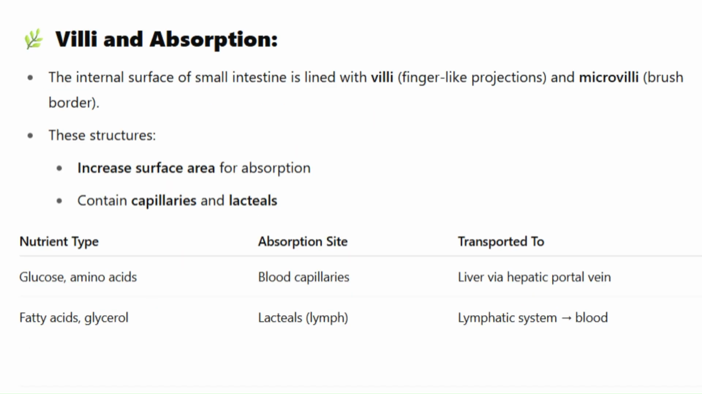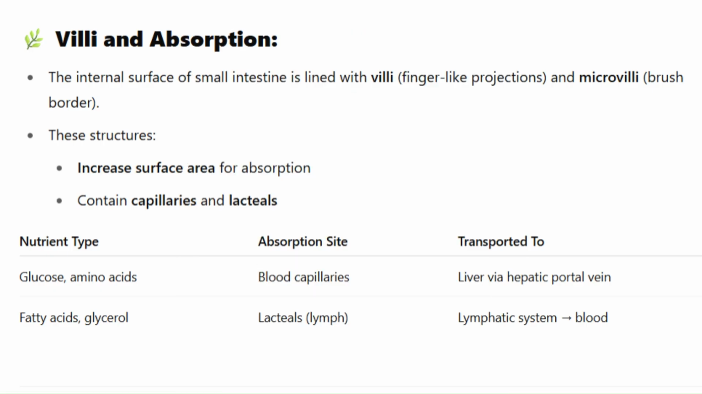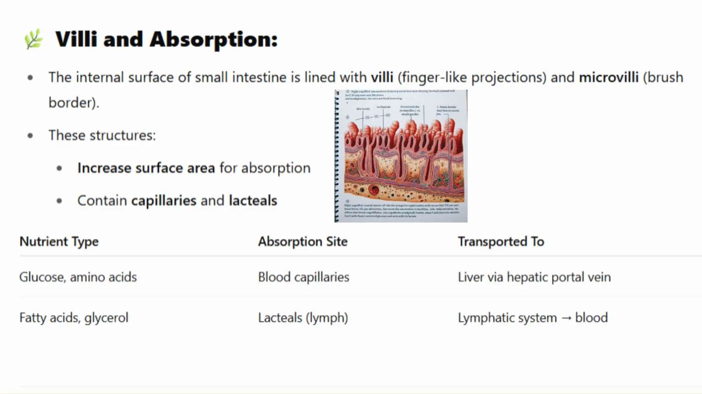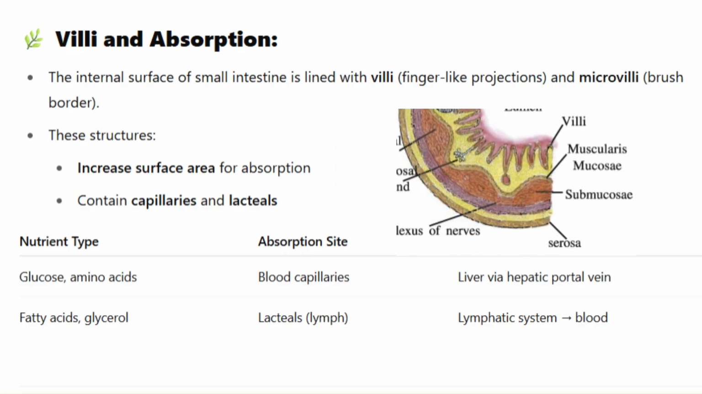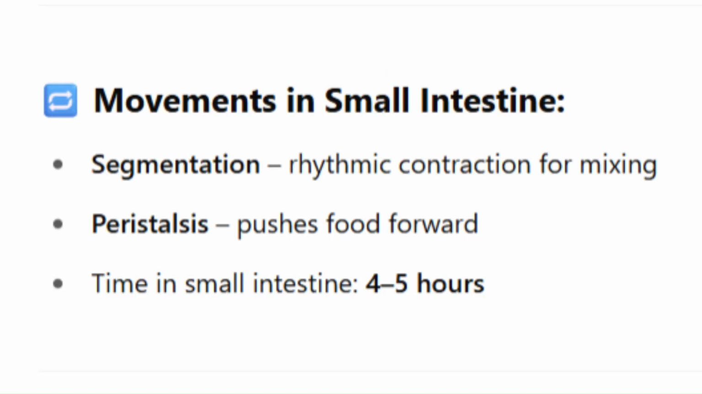5. Villi and absorption. The inner lining of the small intestine is covered with villi, and each villus is lined with even smaller microvilli. Together, they form a brush border. This structure increases the surface area enormously, allowing maximum absorption of nutrients. Glucose and amino acids are absorbed into blood capillaries and carried to the liver through the hepatic portal vein. Fatty acids and glycerol are absorbed into lacteals, the lymph vessels inside villi, and then transported through the lymphatic system into the bloodstream.